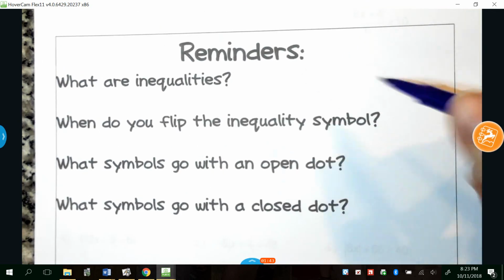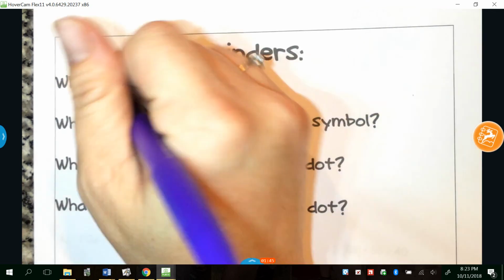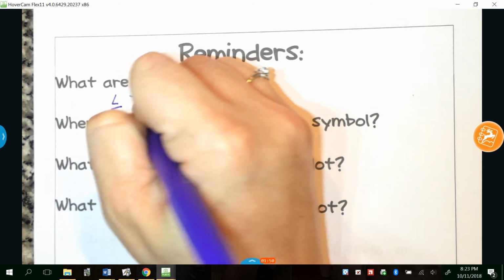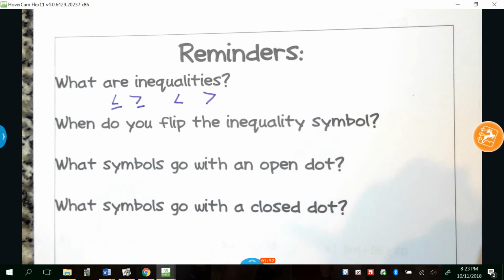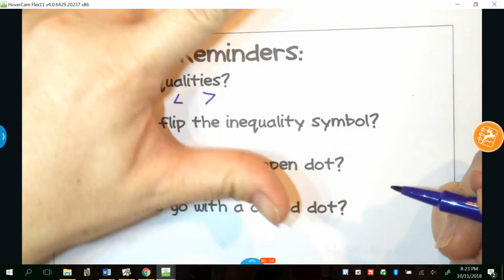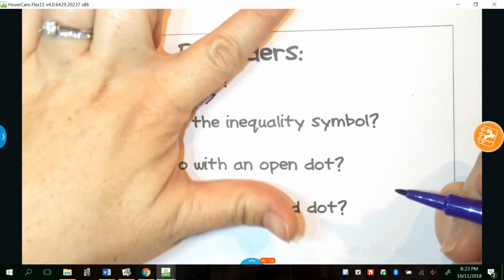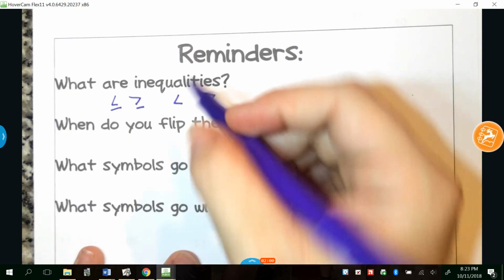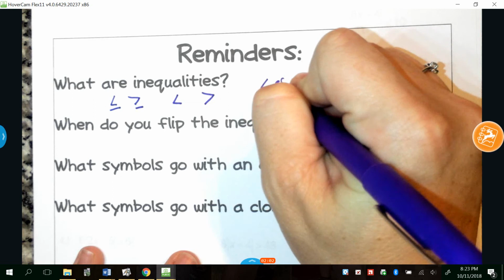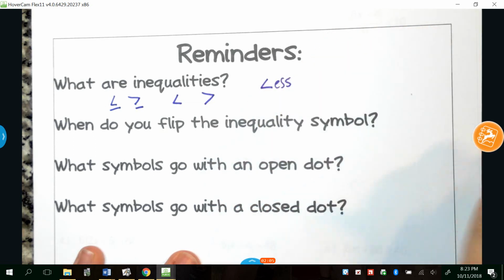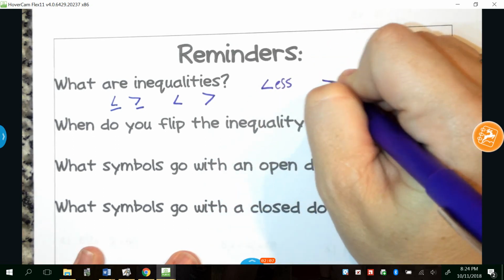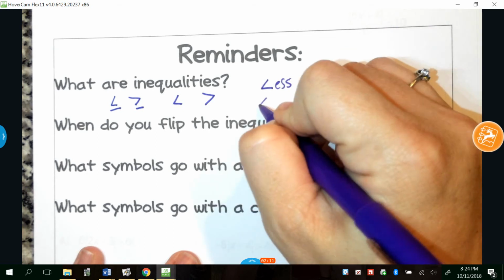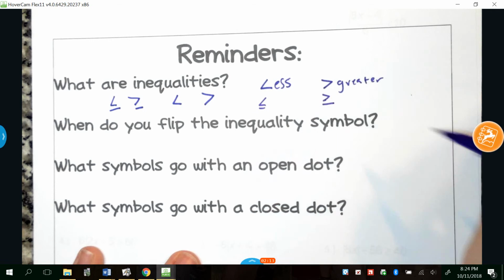So reminders, what are inequalities? Remember, inequalities are kind of like equations, but instead of using an equal sign, you use these signs. A trick I always tell y'all is your left hand makes your less than sign. So less. Your left hand makes the less than sign. It also makes the word less. This is greater. Then this is less than or equal to, greater than or equal to.